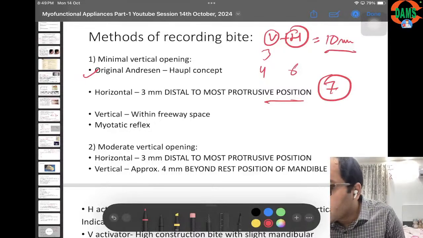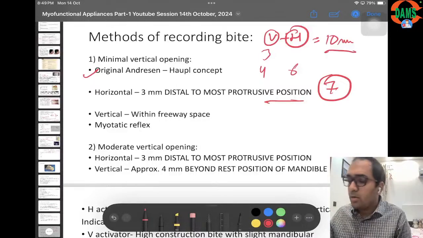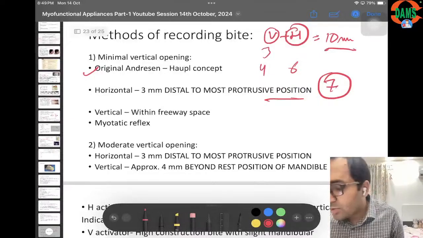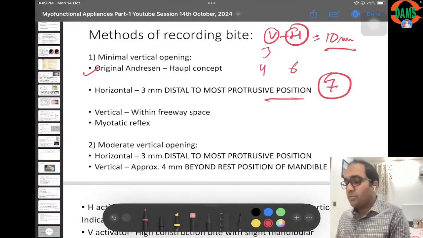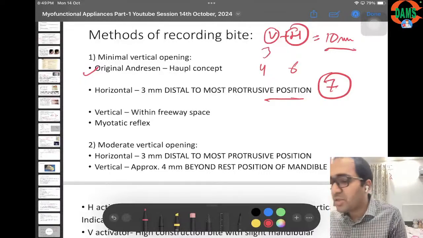Vivek is asking, sir, how synchondrosis activity is associated with functional appliance therapy. Let me complete this recording the bite, then I'll answer your question. Okay. If anyone has any other question, can mention in the chat section as well.